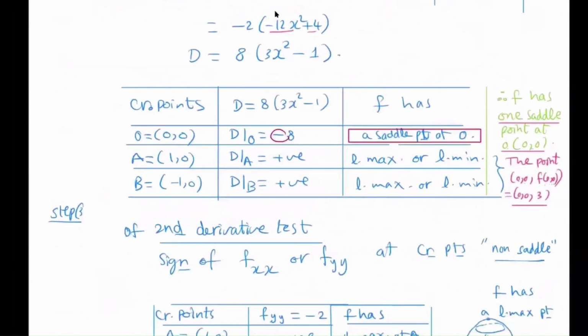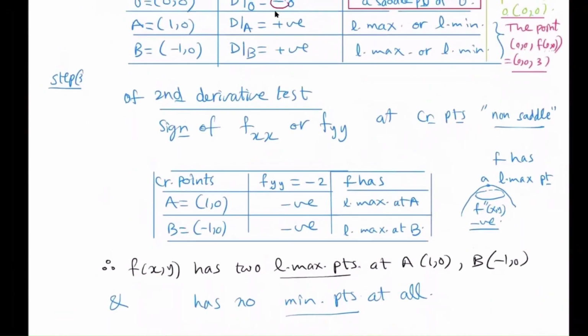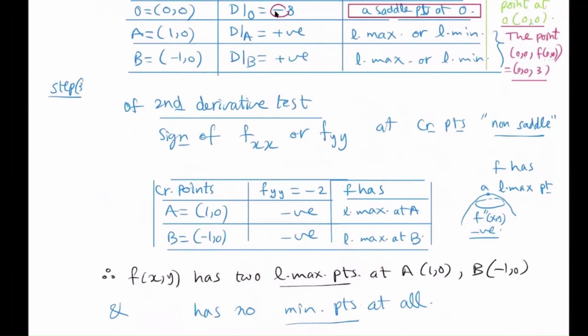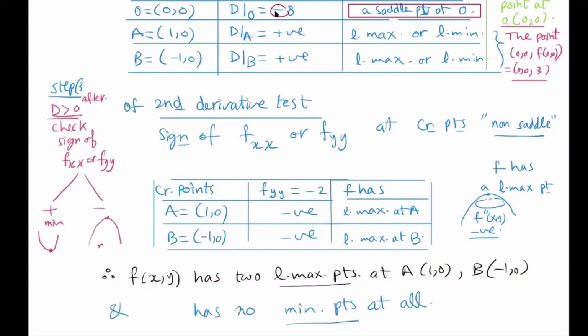We check the sign of fxx. Yeah, but after what? After we get the discriminant. The discriminant was positive. After the discriminant is positive, check the sign of fxx or fyy. Which is easier? They are the same. They give the same sign. If positive, then it is a minimum. If negative, then it is a maximum.